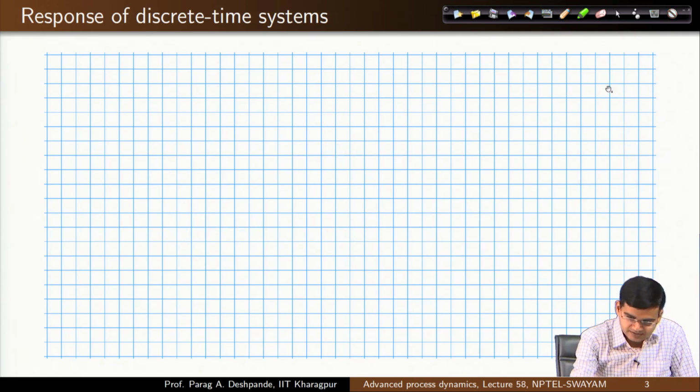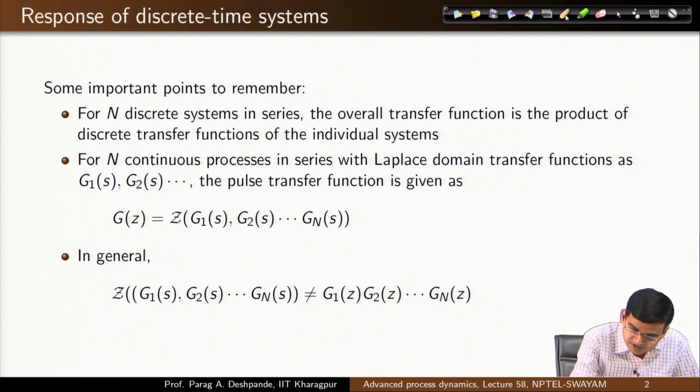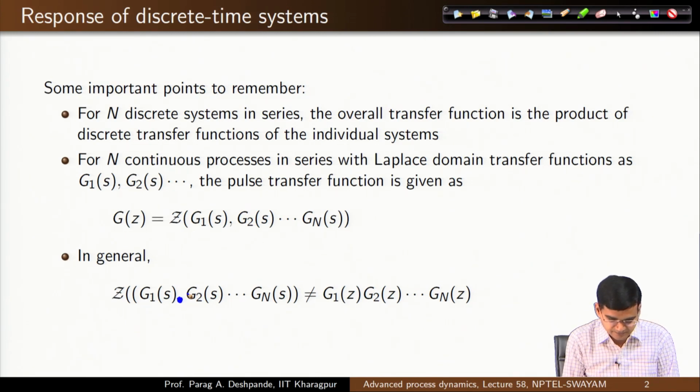Fine. What else? In general, the z transform of G1 of s, one small correction, it has to be a multiplication, not a comma. So, the z transform of G1 of s, G2 of s up to Gn of s is not equal to G1 of z, G2 of z, Gn of z, and so on. Let us try to understand what this means.